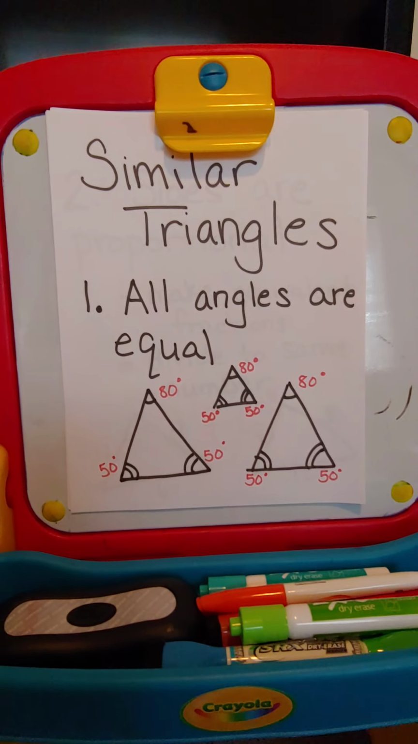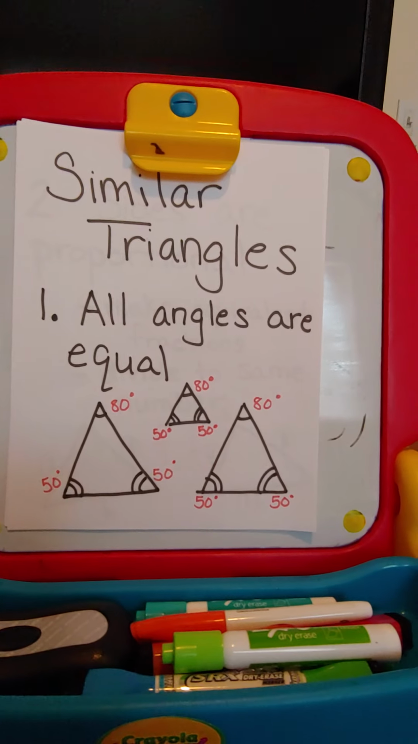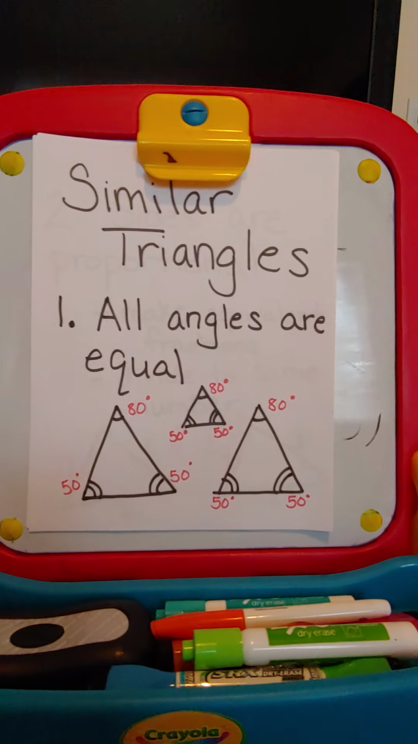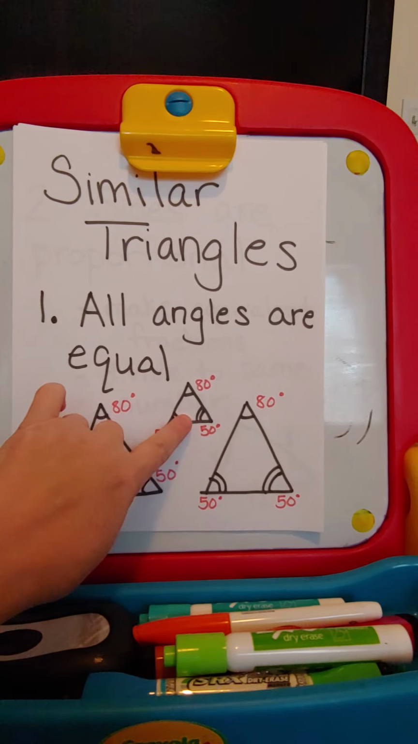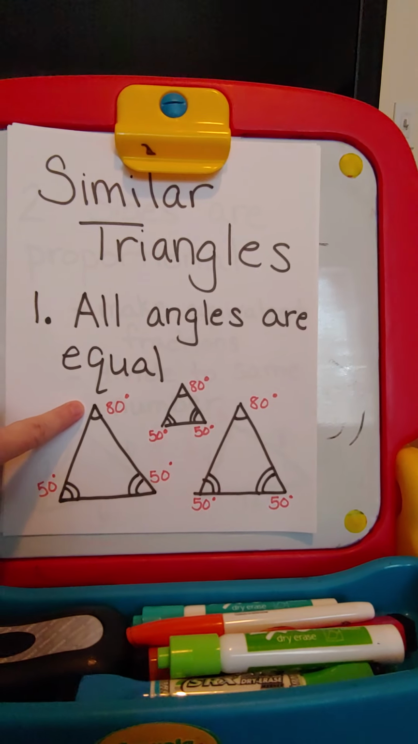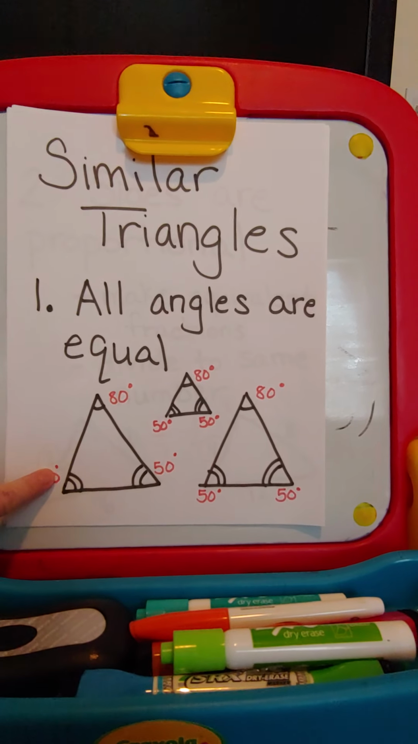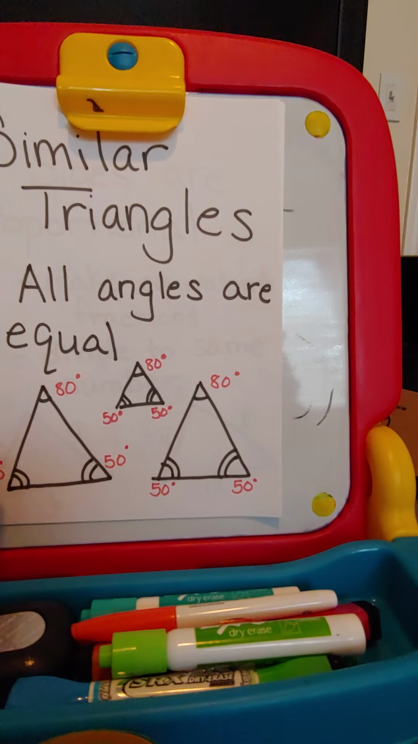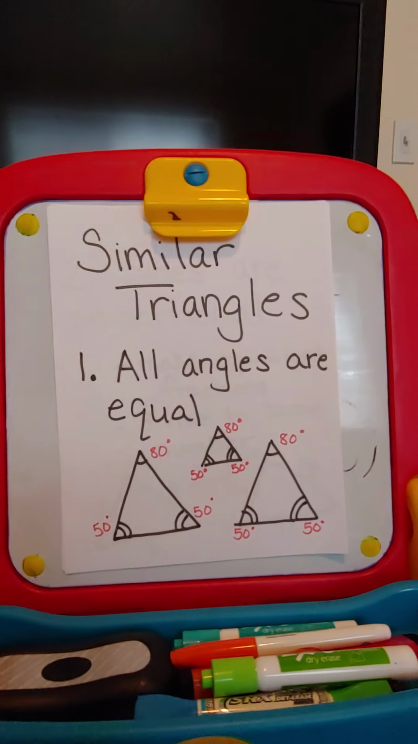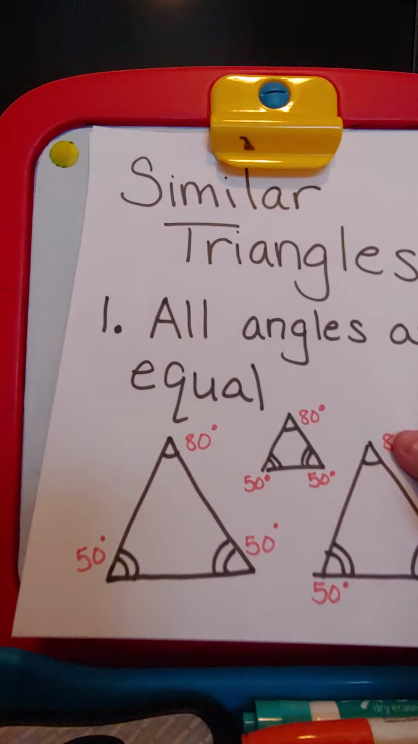Okay, y'all. So here we're starting triangles and similar triangles. One way you can tell similar triangles is that all angles on a triangle are equal. And it doesn't matter if it's bigger or smaller. Notice that all these three measures of these angles are equal. They're 80, 50, and 50. So number one way to tell if triangles are similar is that all angles are equal.